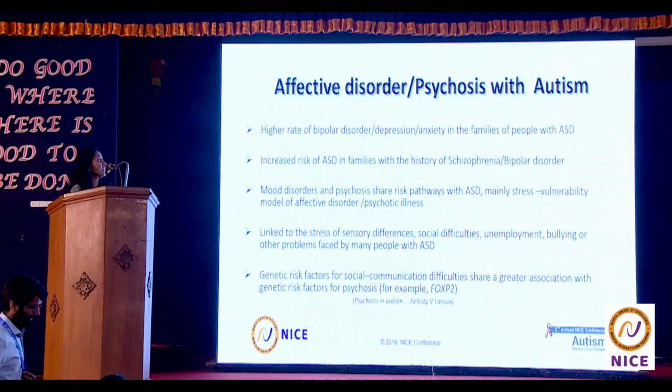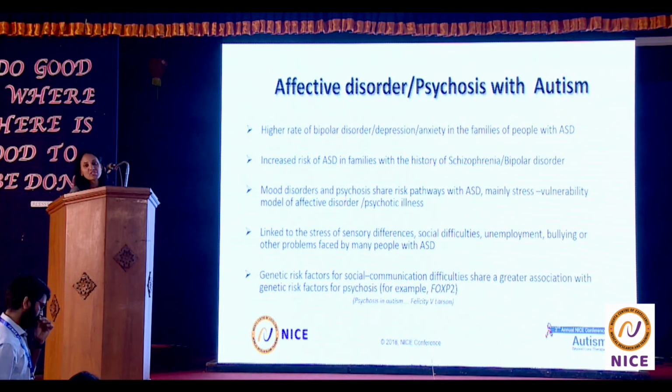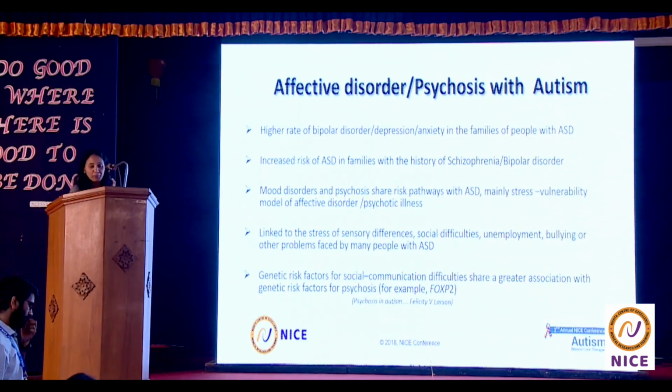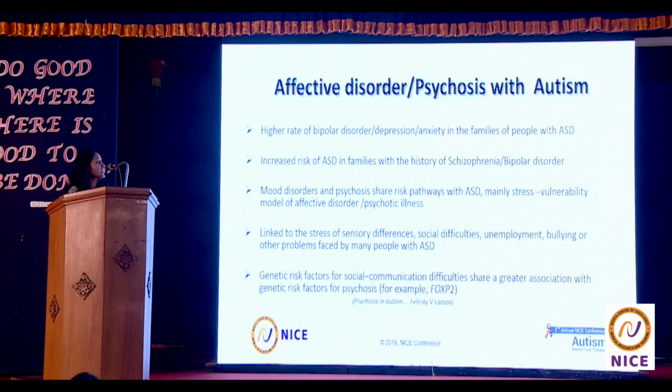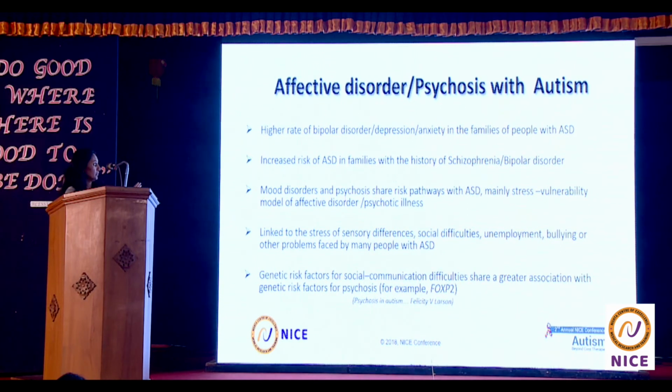Then what is the relationship between affective disorders, which means a combination of depression, bipolar disorder, and anxiety disorder, with autism? Studies have shown a higher rate of bipolar disorder and anxiety disorder in the families of people with ASD, and vice versa, an increased risk of ASD in families with a history of schizophrenia and bipolar disorder. The basis behind this is that these conditions share common risk pathways, mainly the stress vulnerability model. And they also found some common genes like FOXP2 in ASD as well as in affective disorders.